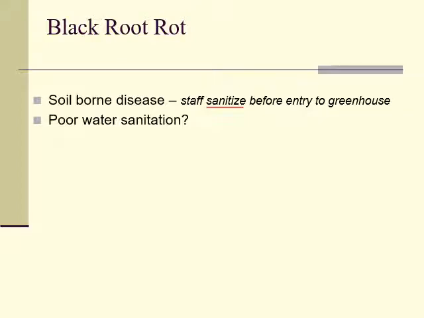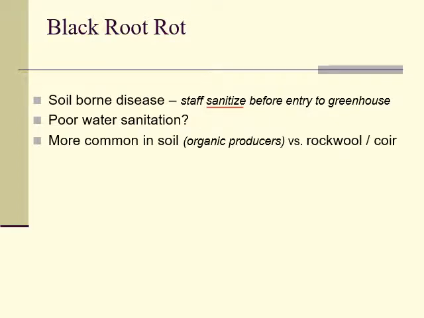If you have poor sanitation, not only for tools, but also between crops or under your crop rows, that can contribute. But because it is most common in soil, we don't really see it in rockwool very much. We see it more in the organic producers that are growing in soil and compost mixtures. If you are reusing rockwool, it can be a risk. And if it's coir, later in the crop cycle, when coir starts to break down, then it's more susceptible.